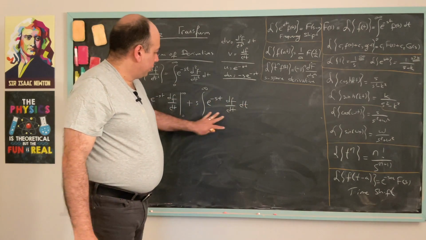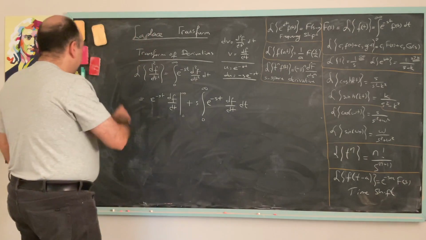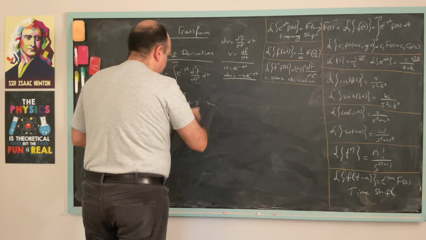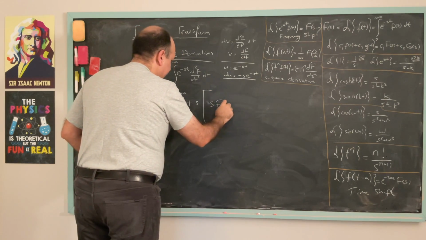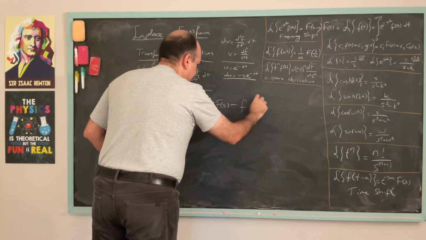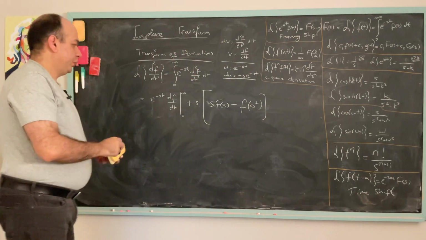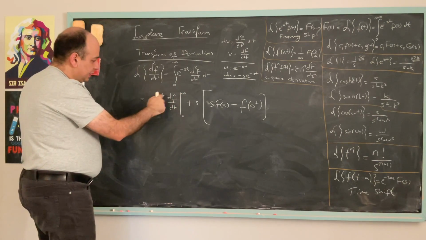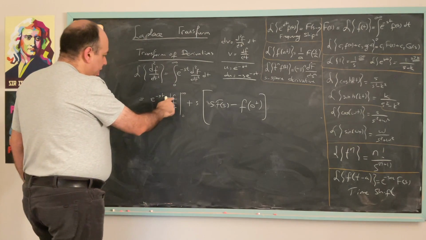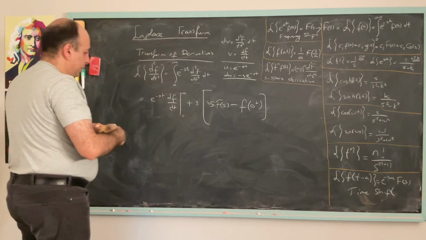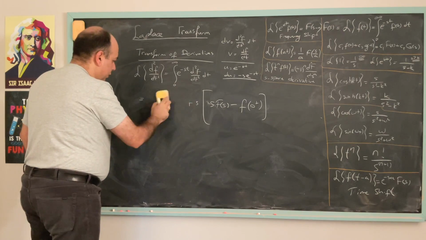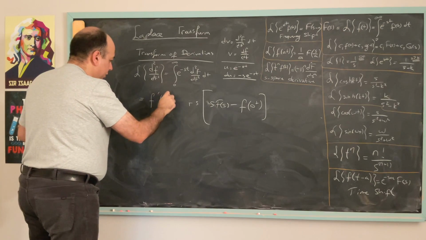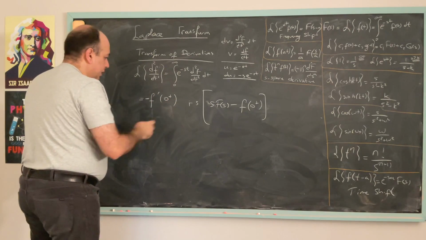First of all, I already know what this is, right? I already solved it before. As you may remember, this was s F of s, right, minus f of 0 plus. Okay. How about this one? So when t goes to infinity, this is 0. When t goes to 0, this is 1, and this is the derivative of f at t is equal to 0. So this is nothing but f prime 0 plus with a minus sign, because this was the lower limit, right?